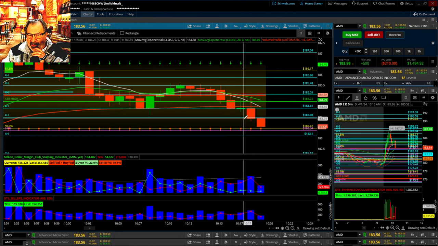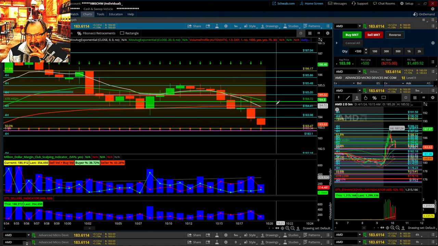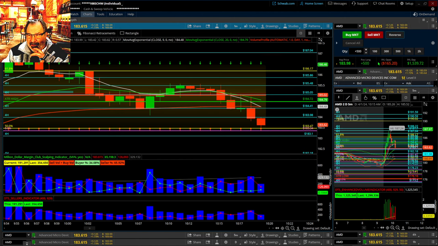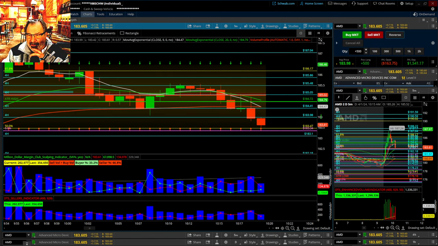So inverted hammer means turn around. These arrows mean turn around. Fibonacci means turn around. All these things say turn around. So I'm going to try to ride this out, but if it blows down through here, then that means it's just going to keep going down.